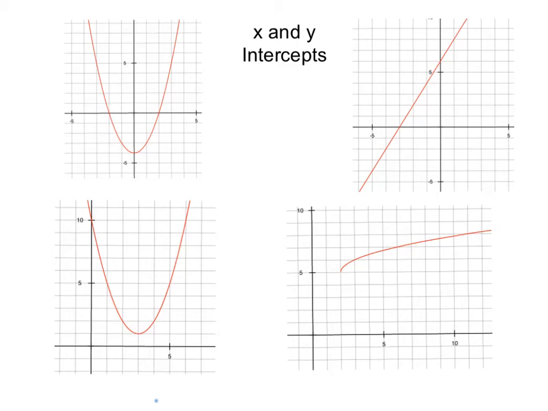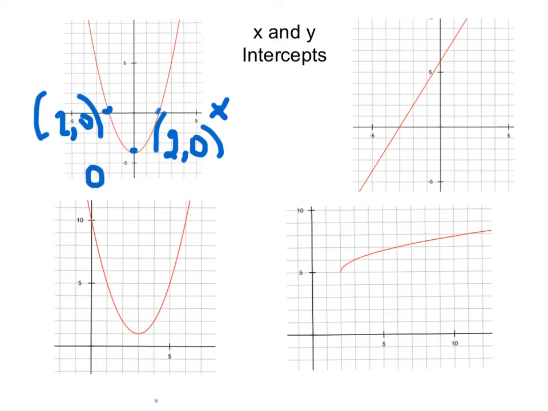The x and y intercepts of a graph are where the graph crosses the x-axis or the y-axis. Here you see a picture of 4 different graphs. The first one has 3 intercepts. Its x-intercepts are there and there at (2, 0) and (negative 2, 0). It has a y-intercept there at (0, negative 4).